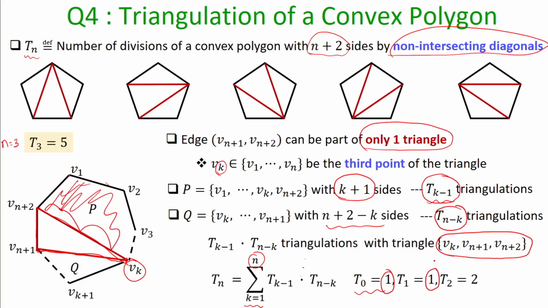T of 2 means the number of ways of triangulating a rectangle. So this is one possible triangulation, and another possible triangulation for the rectangle will be if you draw this. So there are two ways of triangulating a rectangle. That's why T of 2 will be 2, and from 3 onwards the recurrence will trigger.